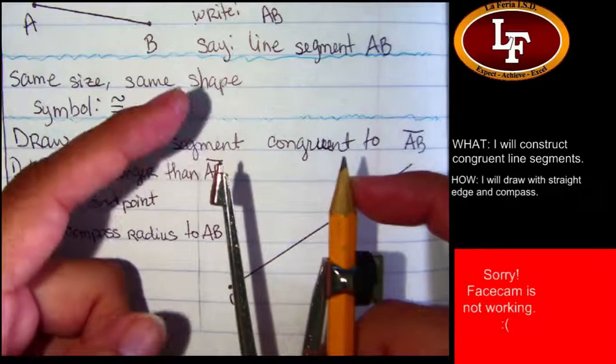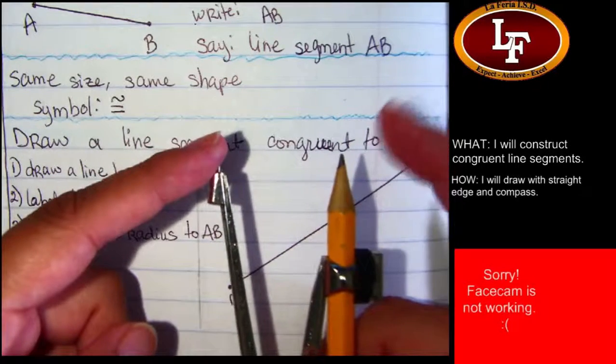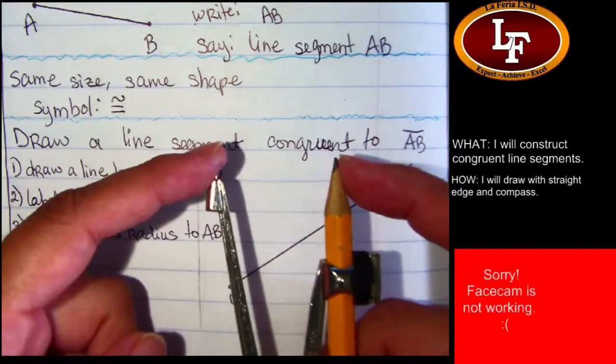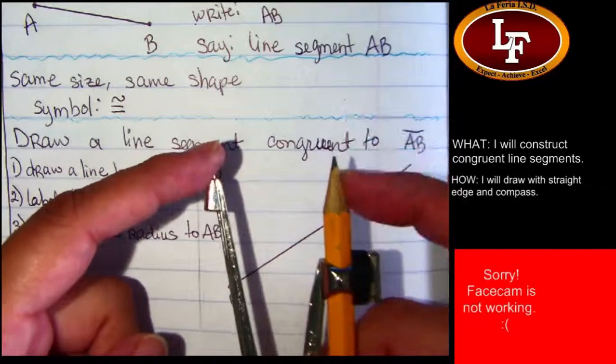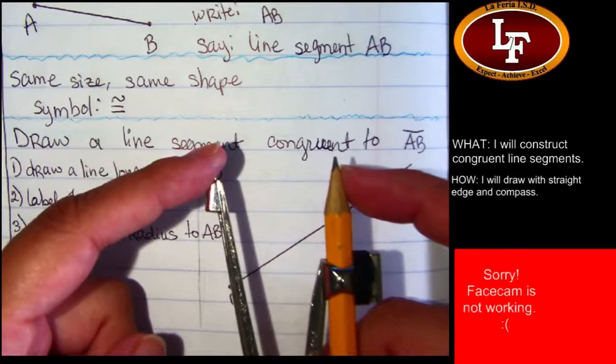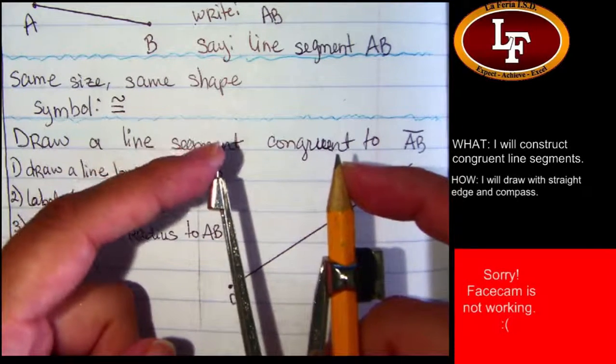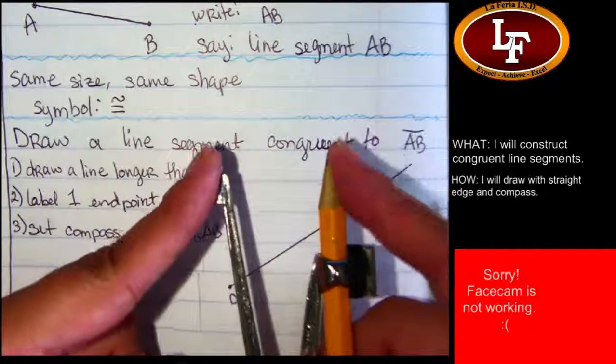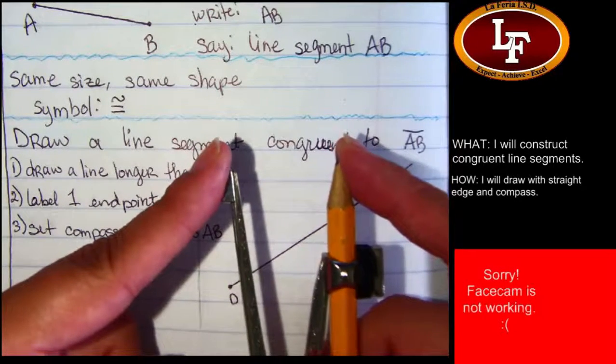Do you remember the name of the line that goes from the center of the circle to the outside of the circle? A radius. Diameter goes edge to edge, radius goes center to edge. So because this ends up being the radius of the circle that gets drawn, this is what we're going to call the compass radius.